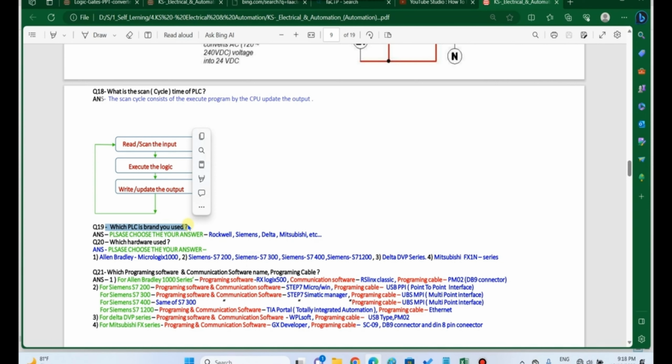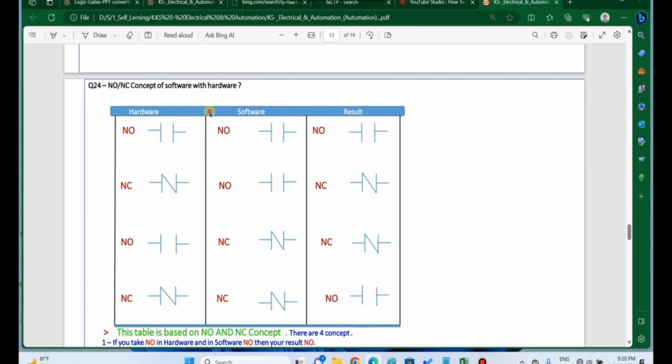So what is the NO/NC concept with hardware, software and result? If we use hardware NO and software NO, the result is always NO, normally open. When you use software NC and hardware NO, the result is NC. When we use hardware NO and software NC, the result will be NC. And when we use hardware NC and software NC, the result will be NO. In this condition we cannot use it in working logic, only to make the logic.